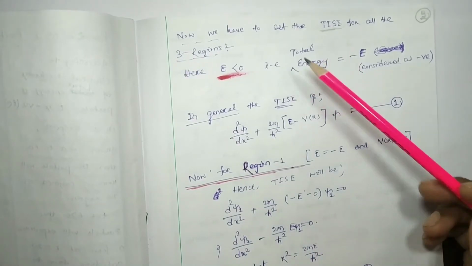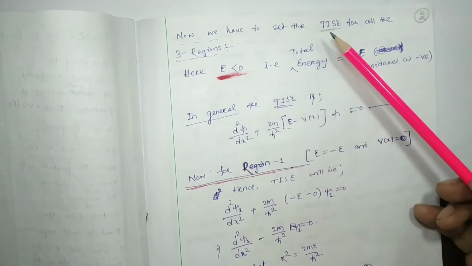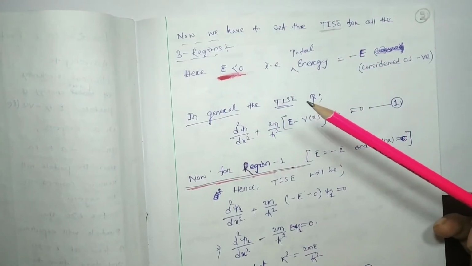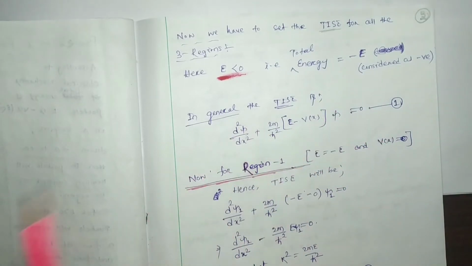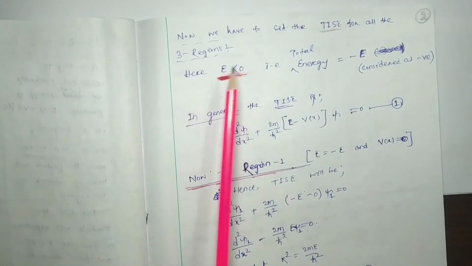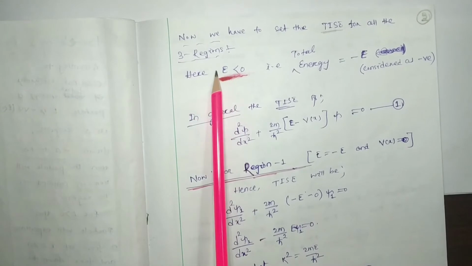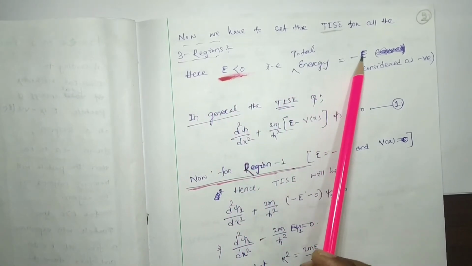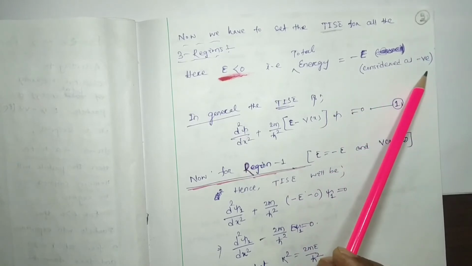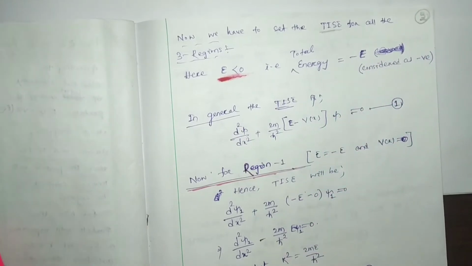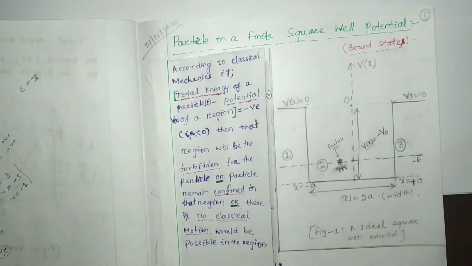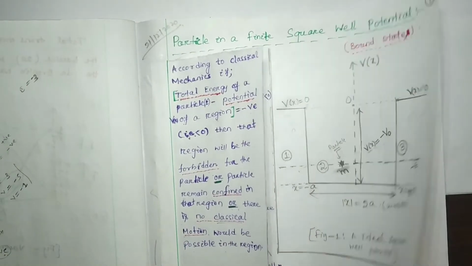So before we write down the time independent Schrodinger equation for all the three regions, first we have to define what we have. We have the total energy E less than 0. That is, total energy is equal to minus E, considered as negative. Already we have taken that negative value, right?